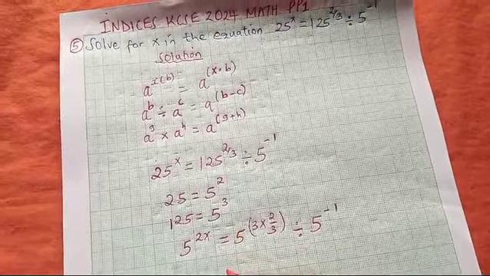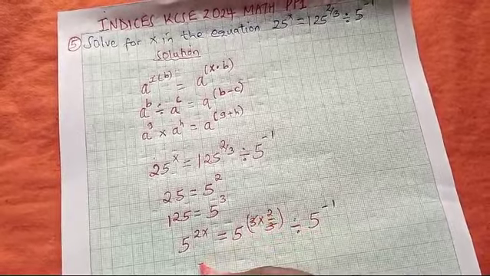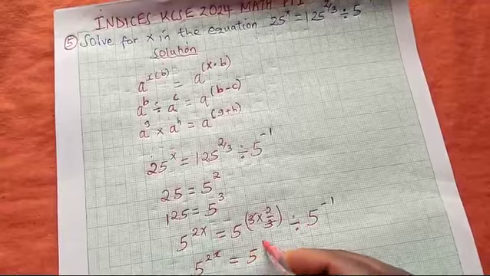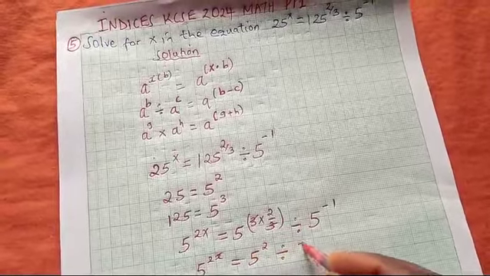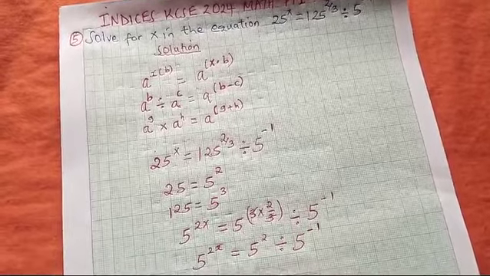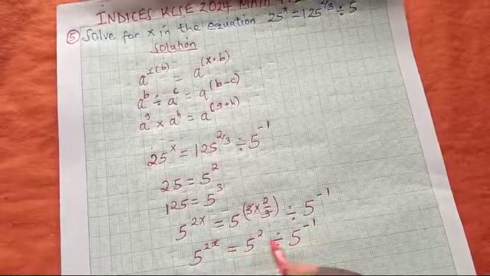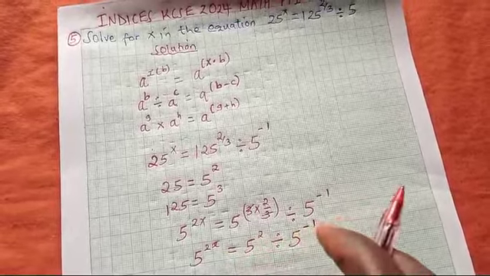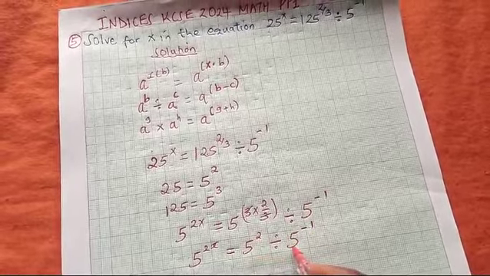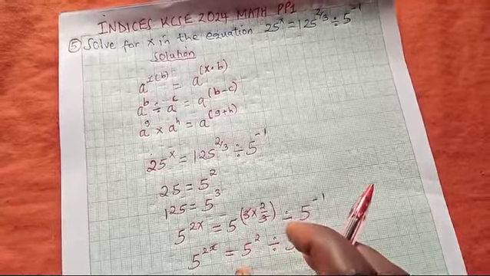Now let us simplify here. 3 and 3 will cancel. We remain with 5 raised to power 2x is equal to 5 raised to power 2. We divide this by 5 raised to -1. Now the bases look alike. What we're going to do here on the right hand side, we are going to use this 5 and then do away with the other 5 because these bases look alike.